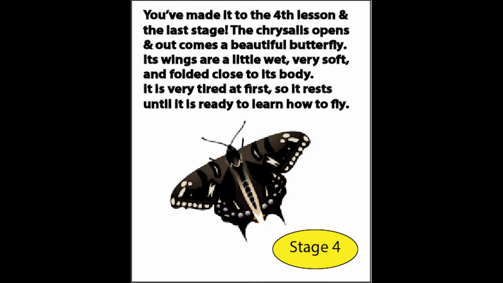Lesson 4 objectives are for the student to recognize in Stage 4 the chrysalis opens to let out a butterfly with soft, moist wings that are folded close to its body so it can rest until it's ready to learn how to fly.